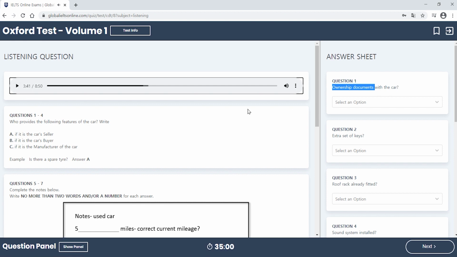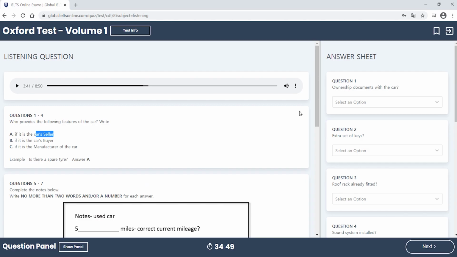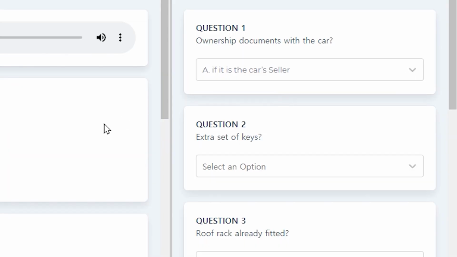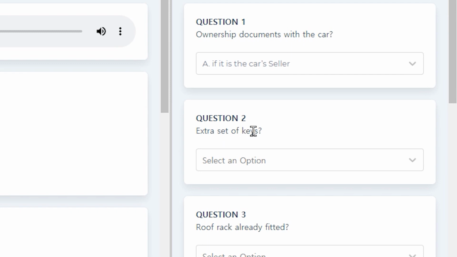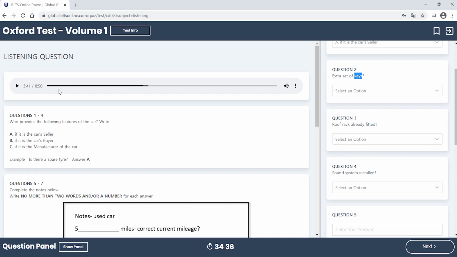Okay, so what did he say? He said that the paper stays with the car and we notify the government of the ownership change. So the paper stays with the car, so we know that it's coming from the car's seller. Okay, so our answer is going to be A. So the car's seller provides the ownership documents. All right, so now we're listening for keys. The other good thing about IELTS listening is the answers come in order as they talk through. So now we're listening for our next keyword, which is about the keys.